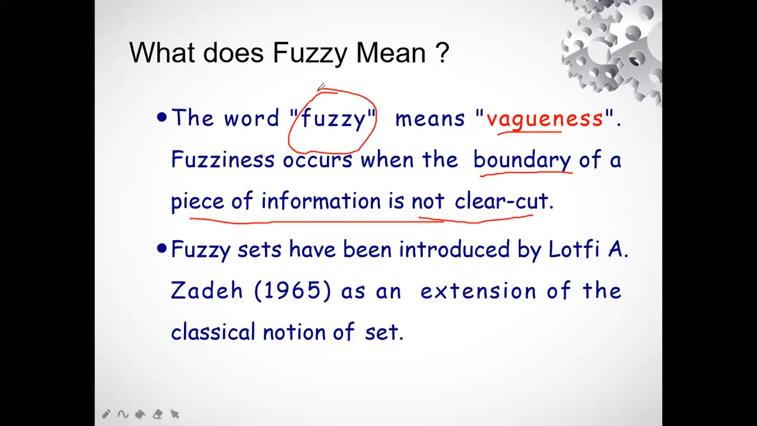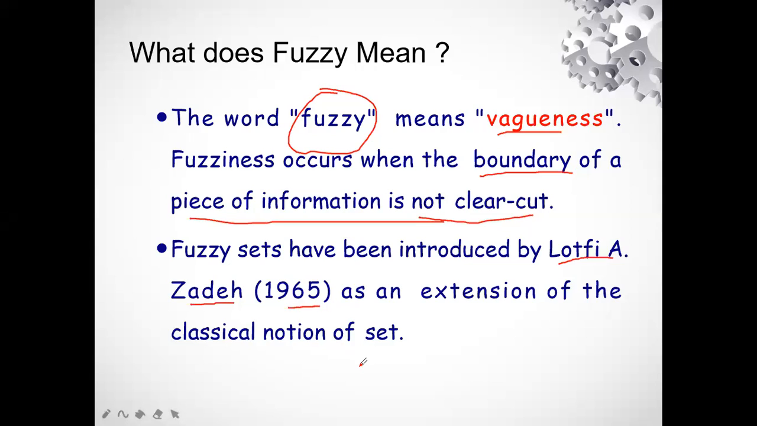Now fuzzy sets have been introduced by the person called Lotfi A. Zadeh in 1965. And that is an extension of the classical notion of sets. Now, what is the classical notion of set? We have already studied certain classical set theory. You must have studied it in discrete structures also. That is set theory you must have done. So that classical set theory, when extended, is termed fuzzy sets.